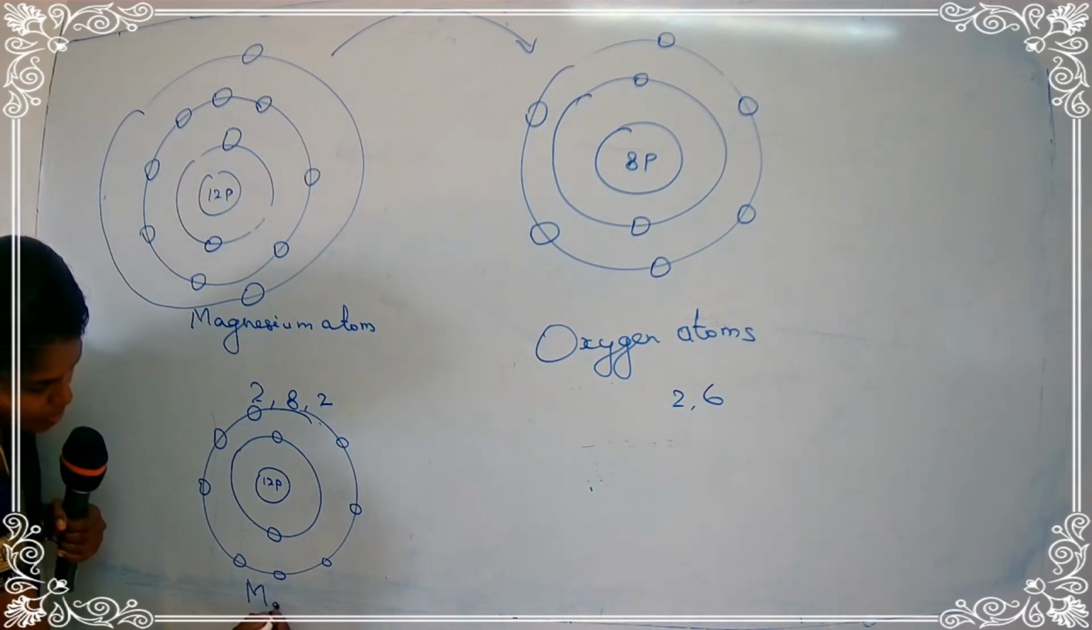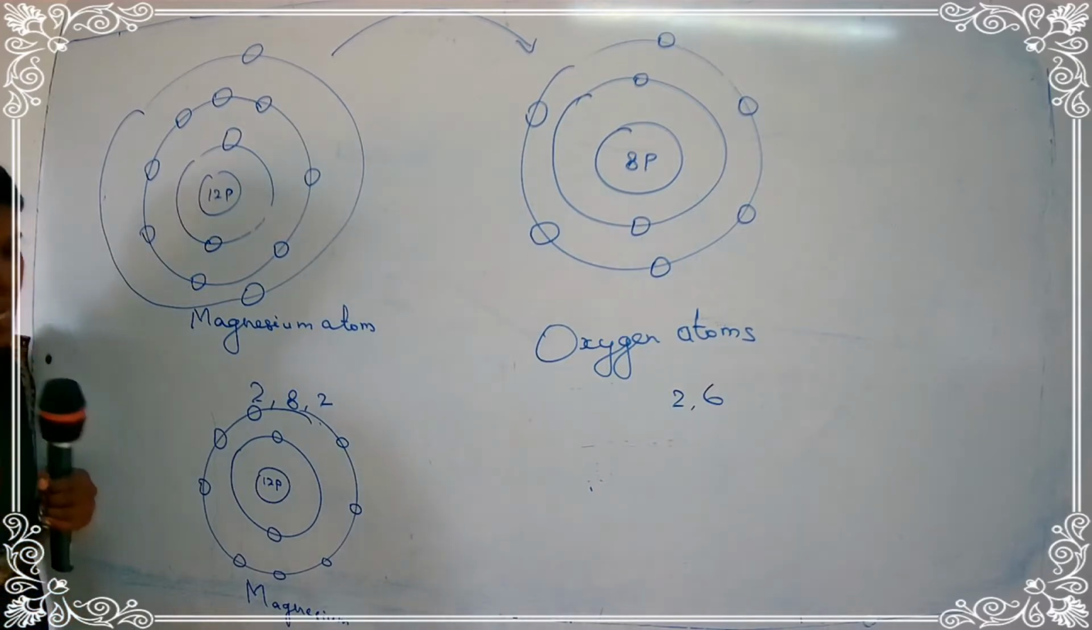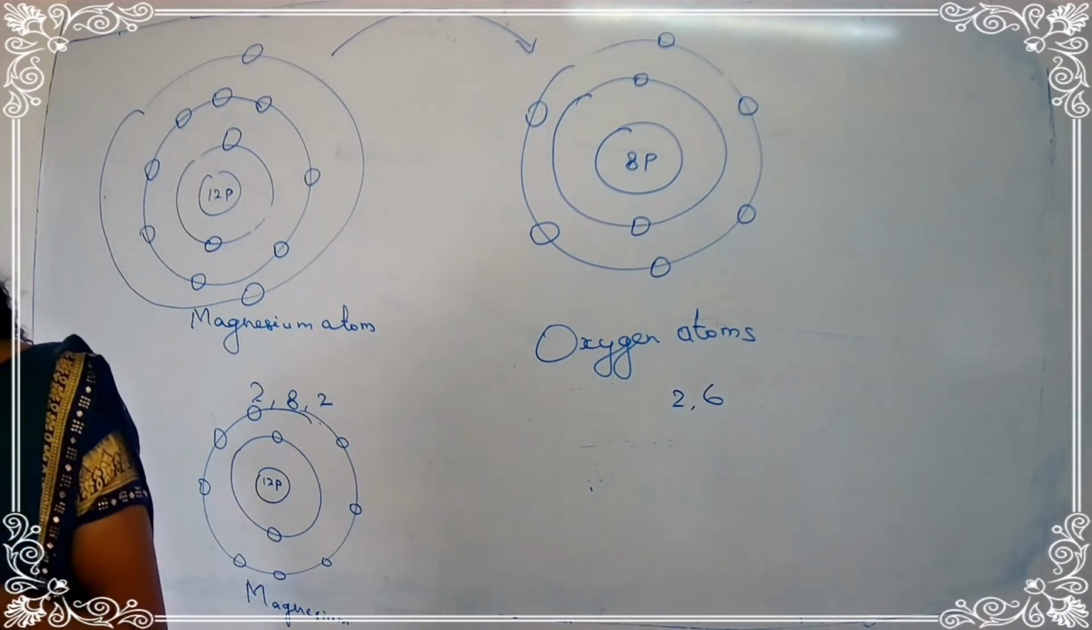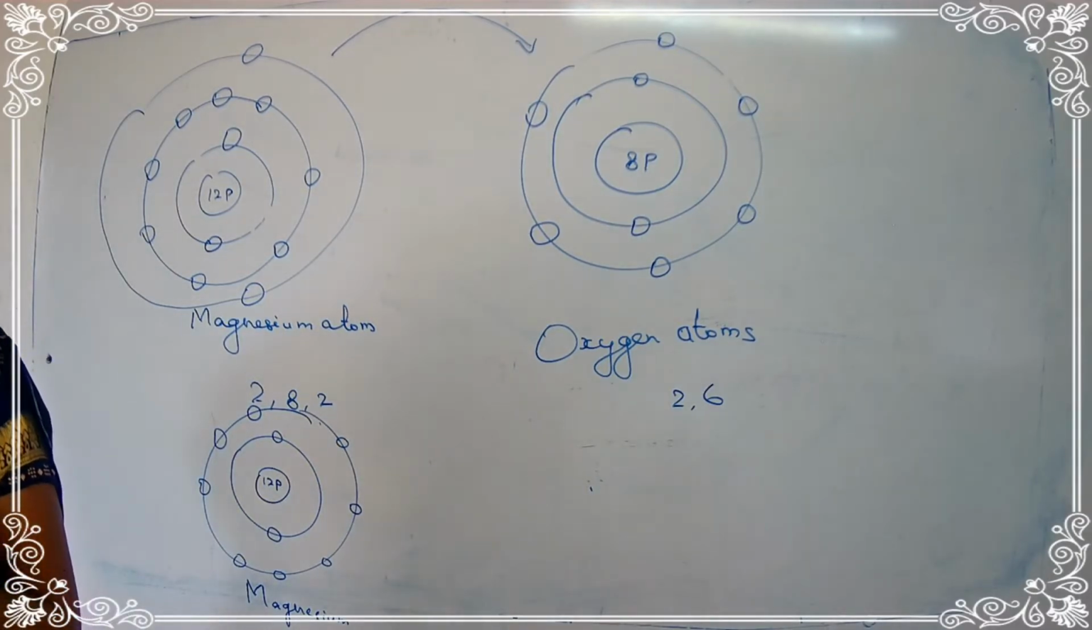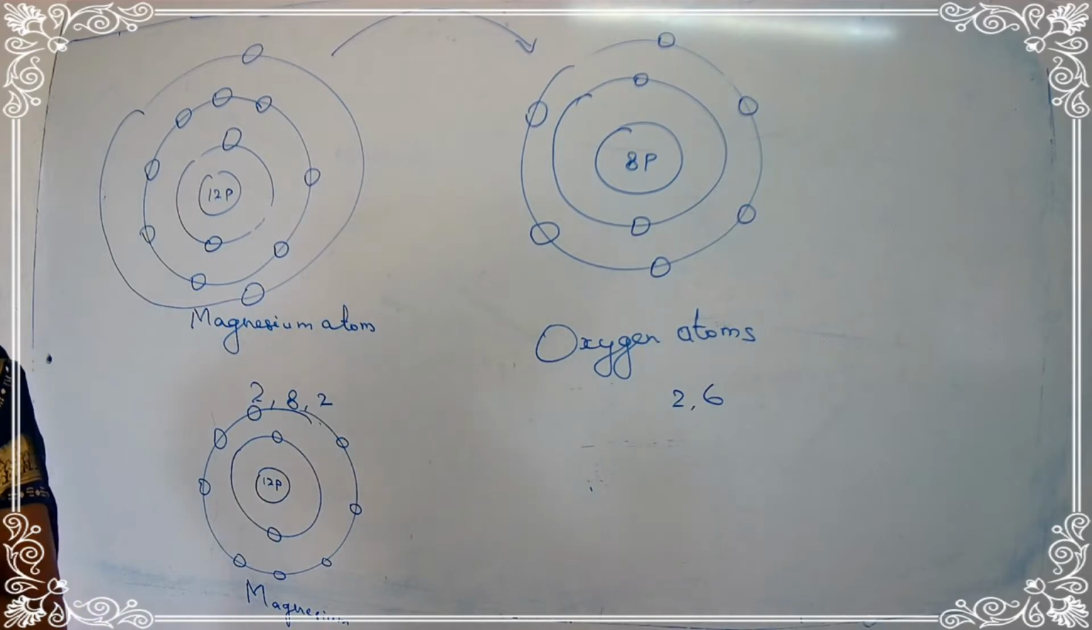Why is this a magnesium ion? Already we have studied the cation and anion. Yes or no? We have studied cations and anions. A cation is an ion which is positively charged. That means it loses an electron, so it is positively charged. That ion is called a cation. So here, the magnesium ion.